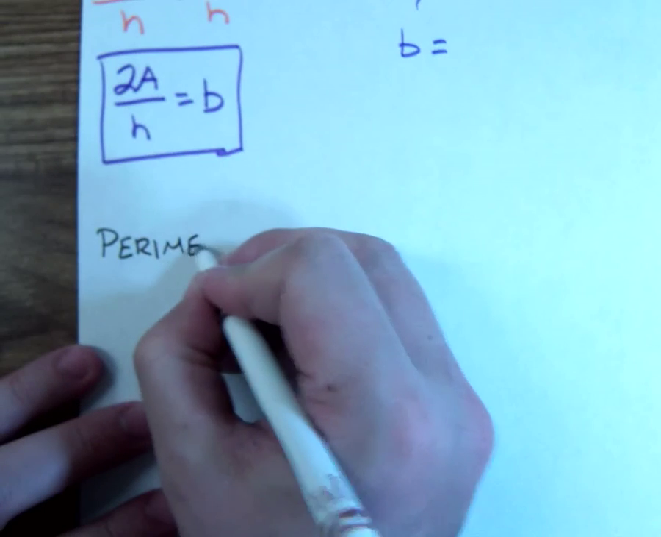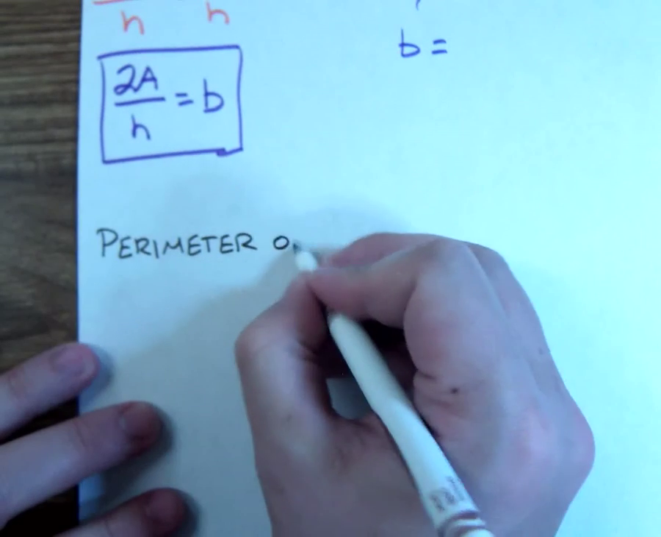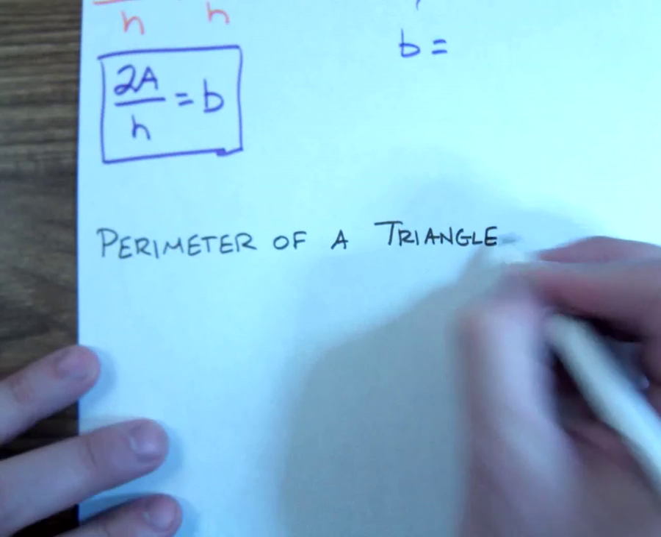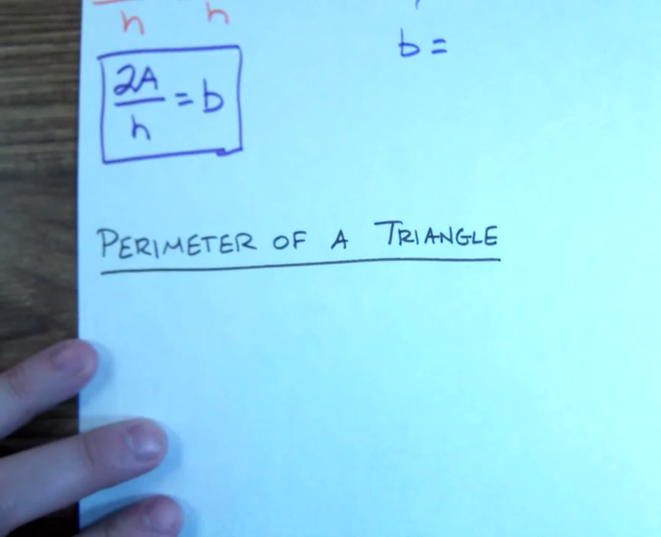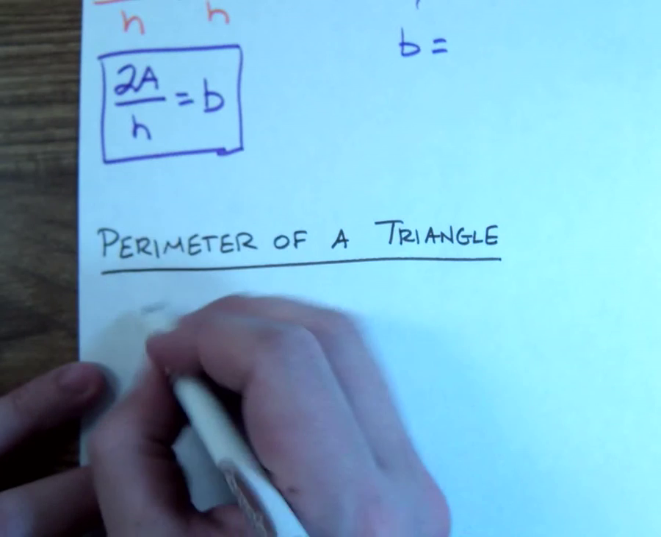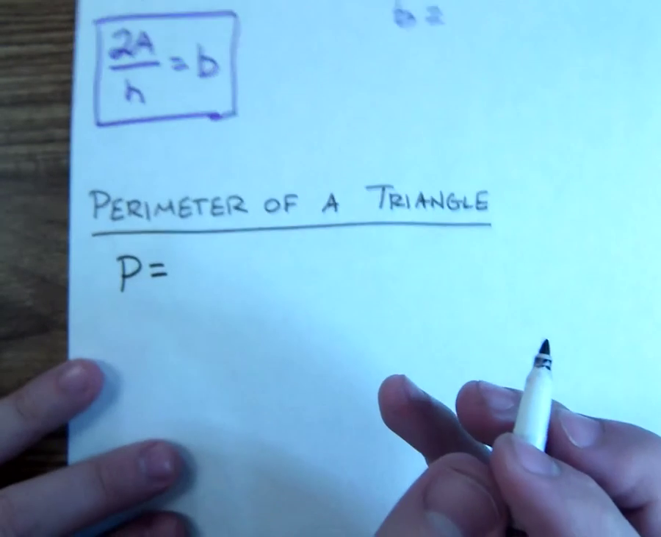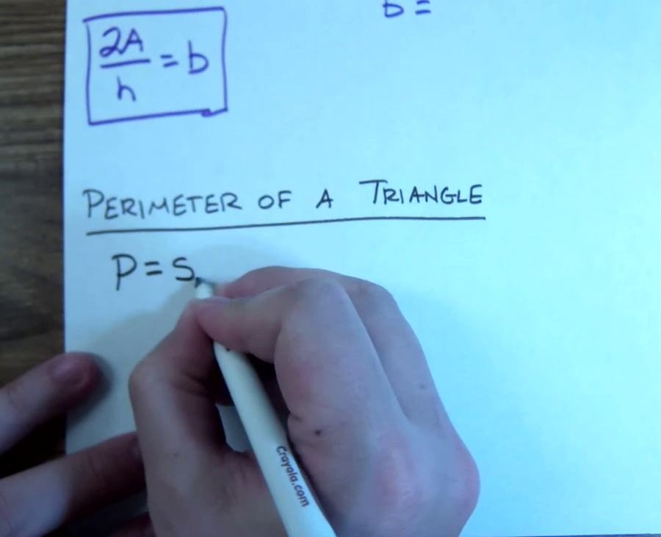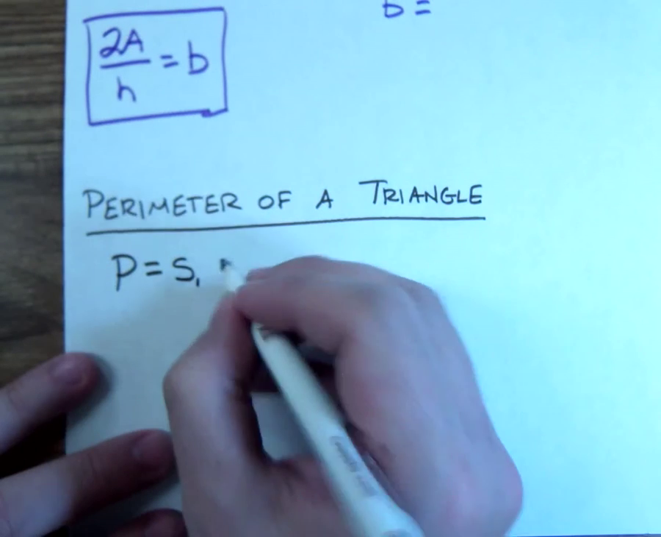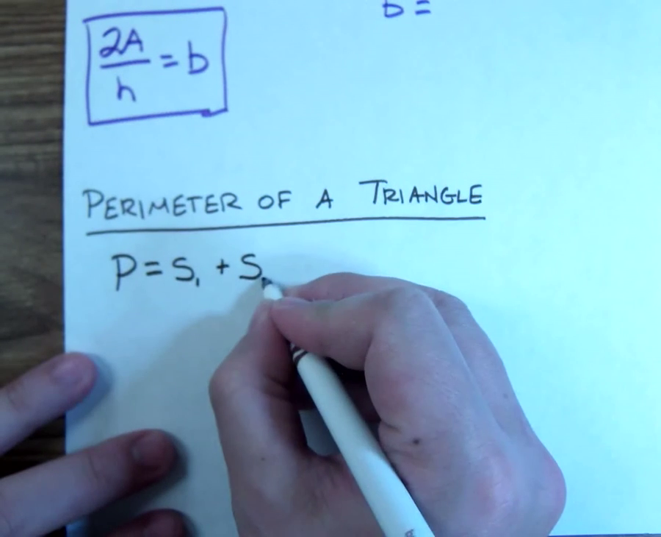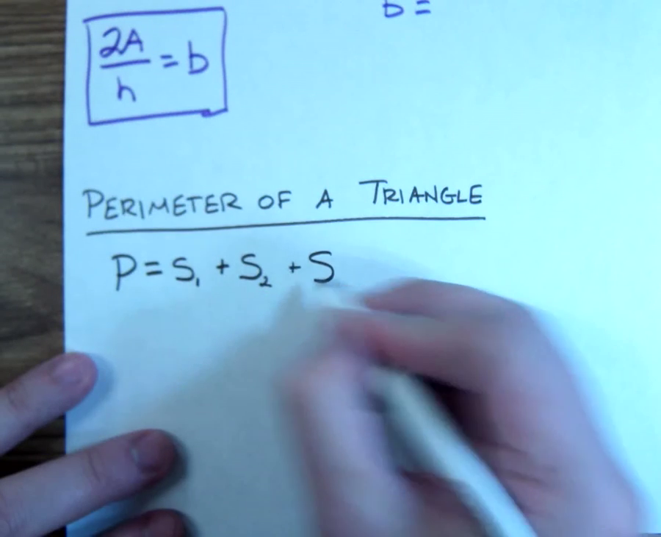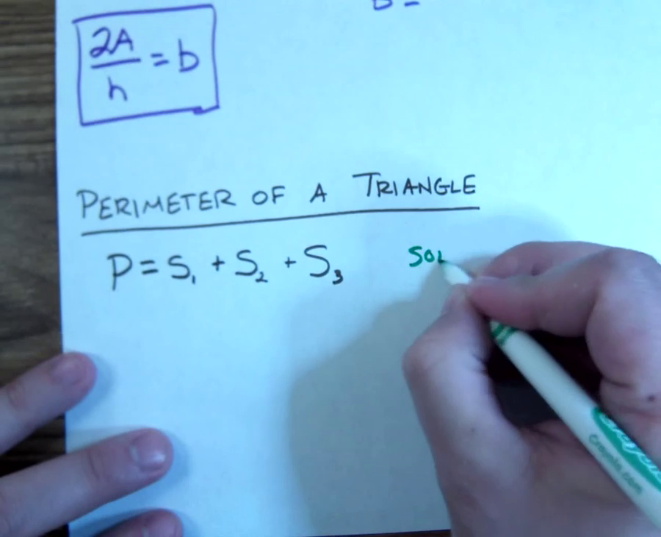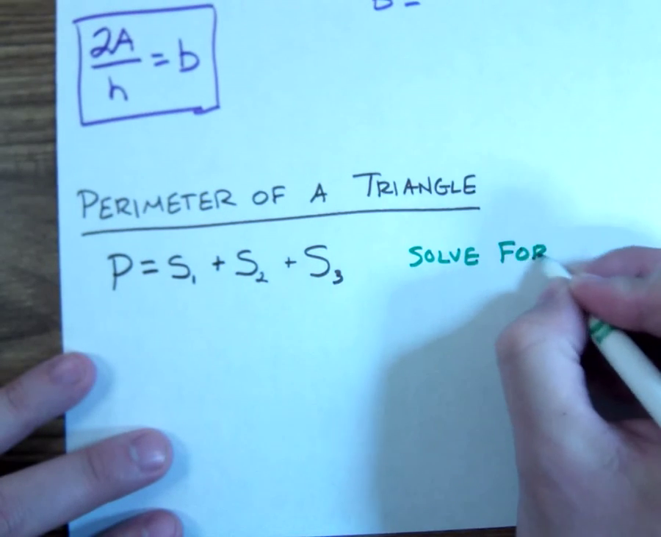Let's do perimeter of a triangle. So the formula for the perimeter of a triangle looks like this. The perimeter equals, and the perimeter of a triangle is just add all three sides up. So I'm going to write side 1 as S with the little 1, plus S with the little 2, which is side 2, plus S with the little 3, which is side 3. And I want you to solve for side 3.